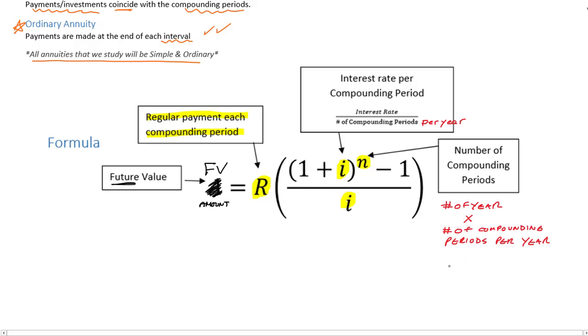Right now, for my car, I did 3 years times 52. So what is that? 156 payments. That's how many payments I'd have to make. But then they take that interest rate, don't forget, and you have to divide it by the number of compounding periods per year. So you divide it by 52 or however many payments you're making in a year. All right, let's check out some examples. I'm already rambling too much.